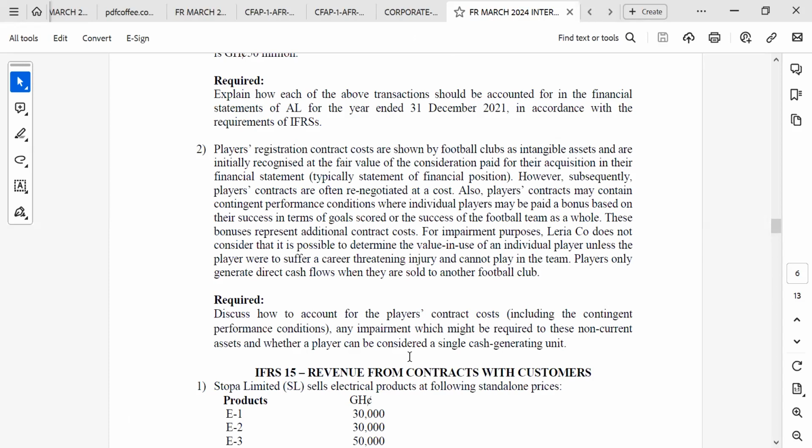So you just explain with those particular. The bonuses and those things should be treated as an expense when they are incurred. But the registration cost, the initial cost before the player will be ready, the cost that you acquire the player, the agent fee, and all those things should be what? Should be capitalized.